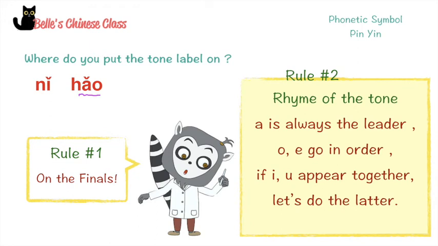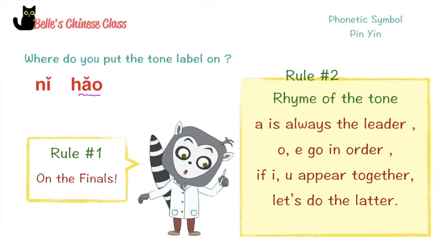A is always the leader. O, E, go in order. If I, U appear together, let's do the latter. That means in the pinyin, if there's a letter A in the finals, always put the label on the letter A. If there isn't a letter A, see if there's a letter O, and then label it on the letter O. If neither letter A nor letter O is in it, let's go to find letter E, and then label it on letter E. So that means the priority of labeling the tone follows the order A, O, E.